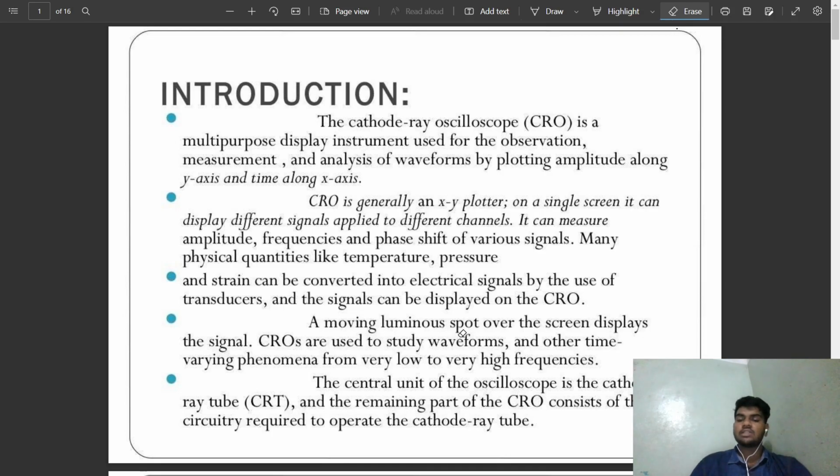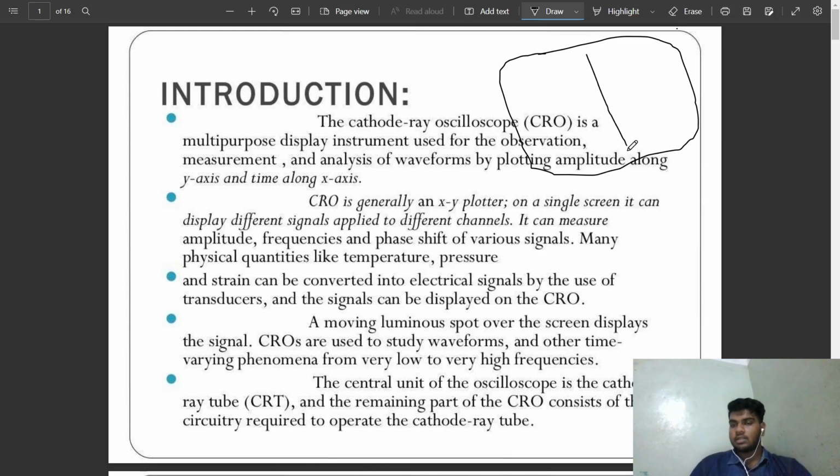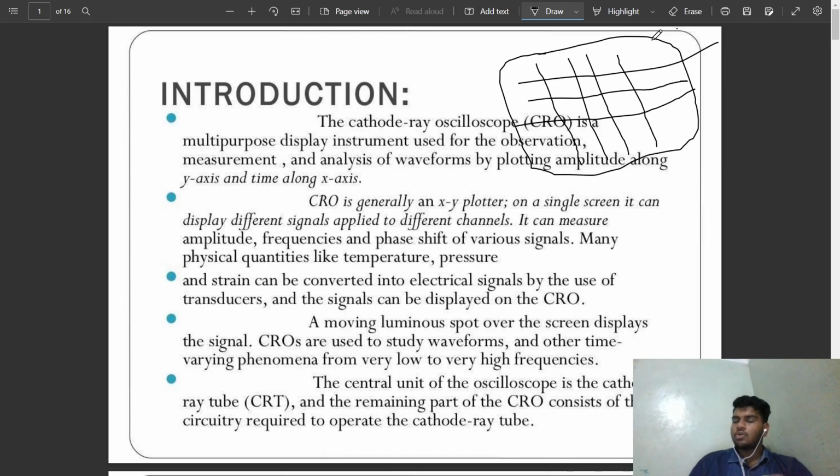Now, a moving luminous spot over the screen displays the signal. As I said, the output will be somewhat like this. This will be the display screen, and it will be divided like this, with multiple grids here. The light won't be of multiple colors, because this is not a digital oscilloscope. We'll get to that later.